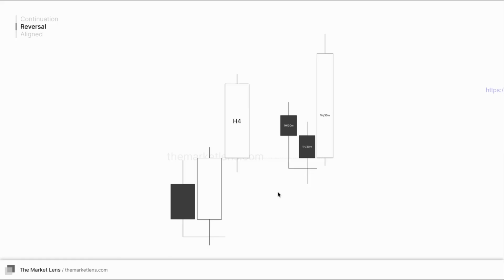Here we can imagine this as a continuation entry, a 6 a.m. New York continuation or a 10 a.m. New York continuation, where the low of the 4-hour candle is created and confirmed by a lower time frame 30-minute or 1-hour T-shaped fractal model.